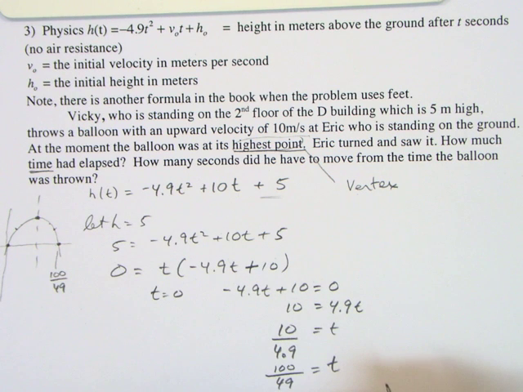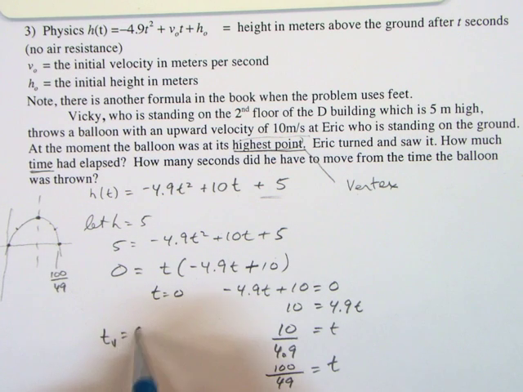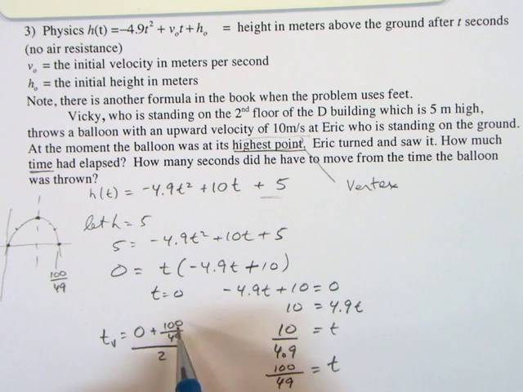Now how do I find the t value of the vertex here? It's going to be at the midpoint of it. So we'll have 0 plus 100 over 49 divided by 2, or in other words, 1/2 of this 100 over 49, which would be 50 over 49.